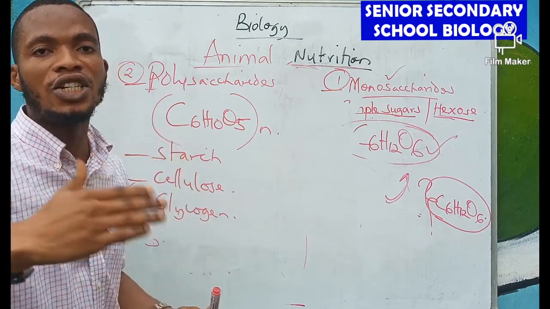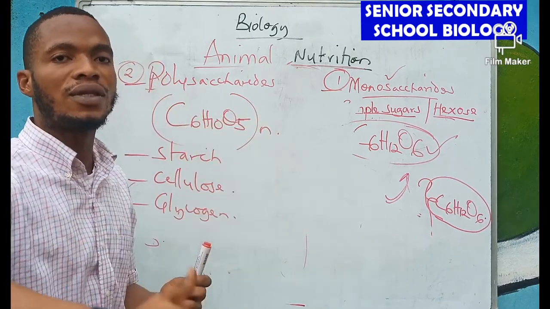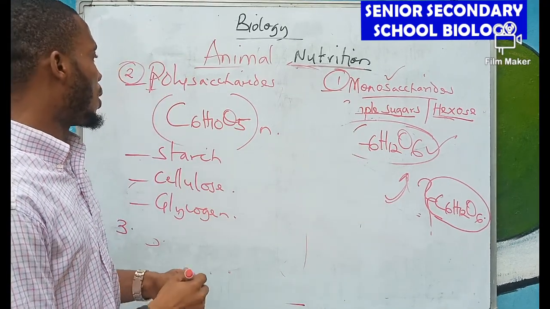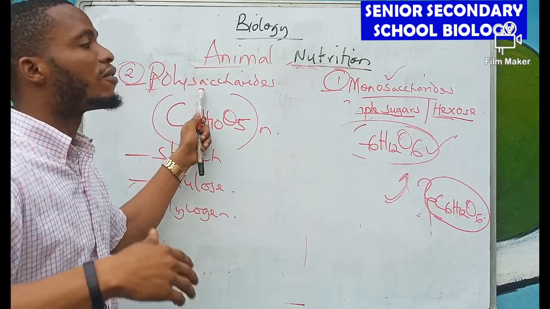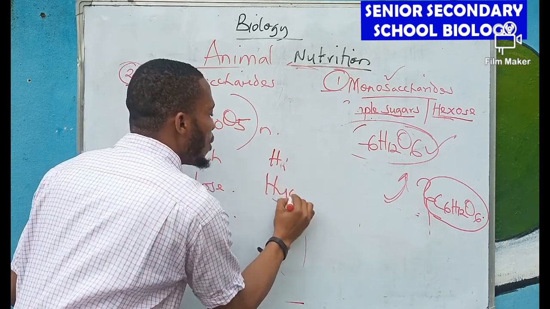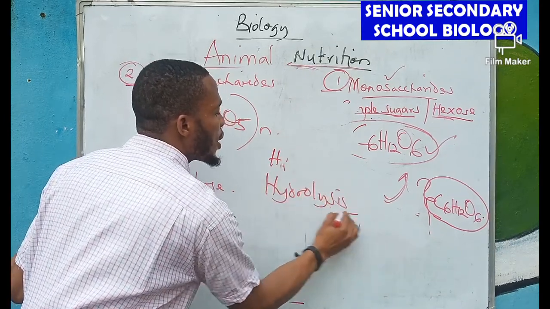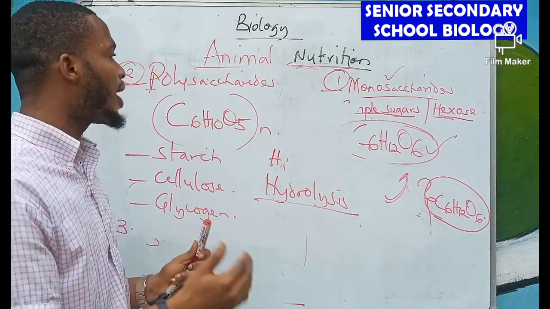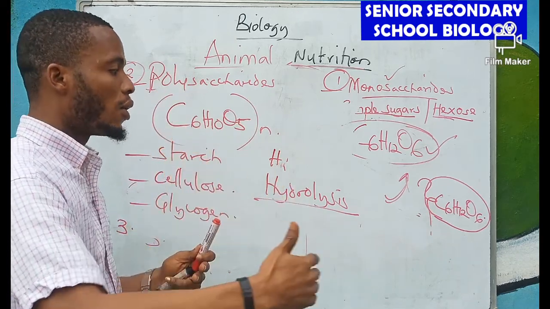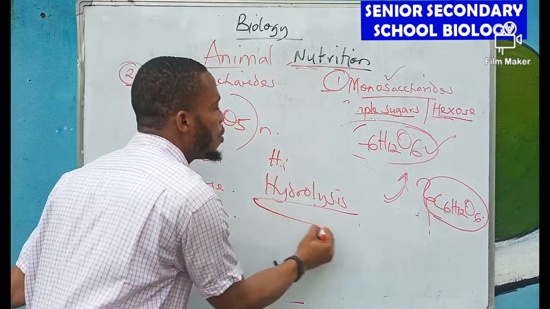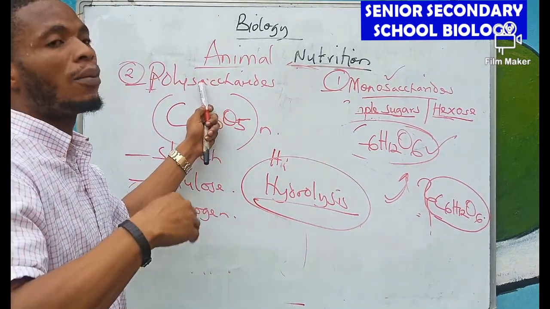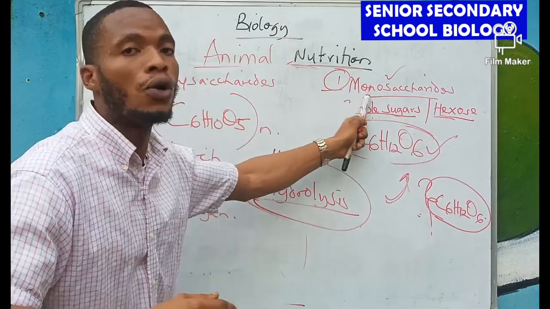It has to be broken down in a series of stages to bring it down to what we call the simple sugars before the body can easily use them. So now, this breaking down of polysaccharides to form monosaccharides is called hydrolysis. Although it's digestion, it is done in a process called what? Hydrolysis. So hydrolysis is the breaking down of complex or polysaccharides to form monosaccharides.